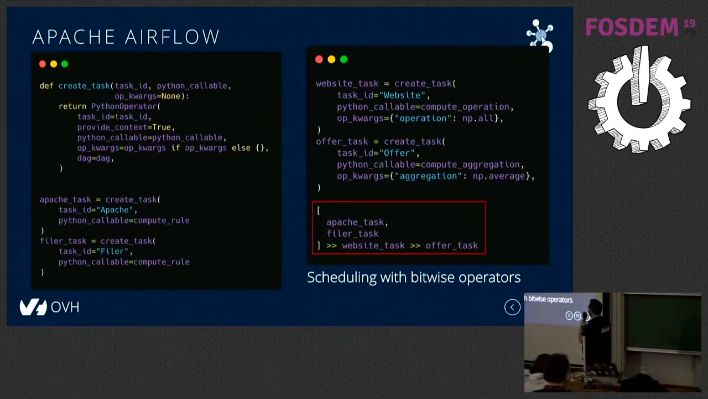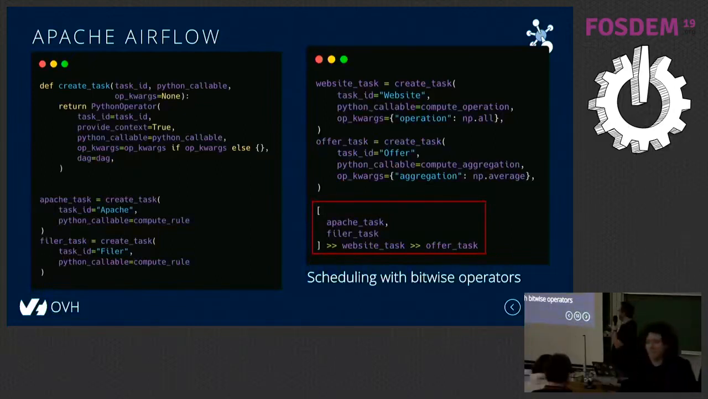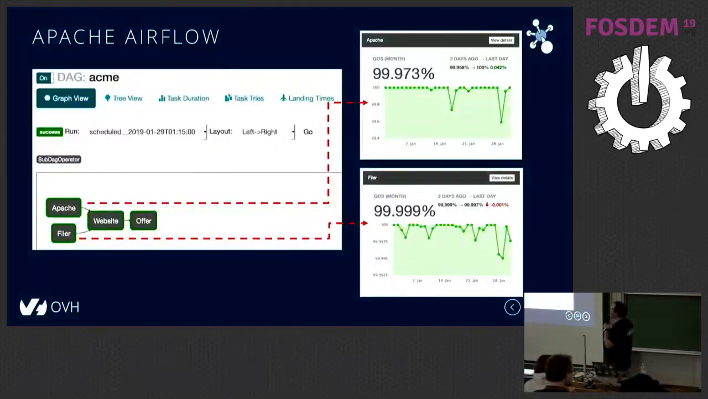And to finish, here is how we can tell Airflow the order of the tasks. We can see here, these 2 tasks will be launched together, so in parallel, using some workers, for example. And once they are done, the website task can be launched. And then, after the website task, it will be the offer task. Here we use some bitwise operators, but you can also use methods like set_upstream or set_downstream. And the result in DEPC is the following.